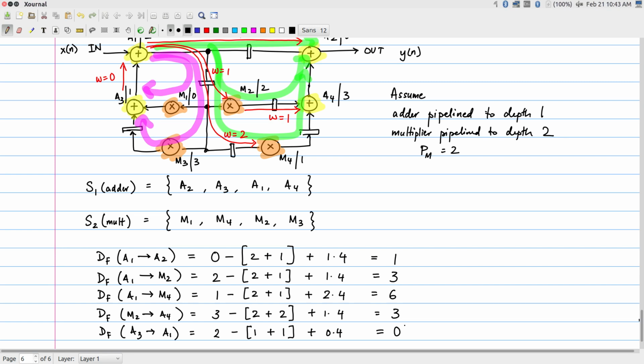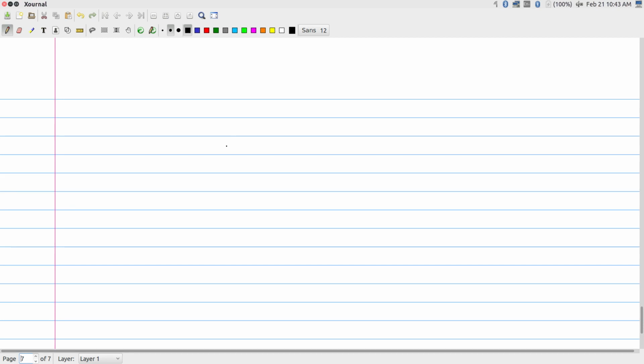What does the hardware architecture corresponding to this look like? It would be, I have one adder, and one multiplier. Like I said, I'm basically drawing two registers after the multiplier to indicate that it is pipelined to a depth of 2. I don't really need to do that. How it is implemented internally, I don't really care.